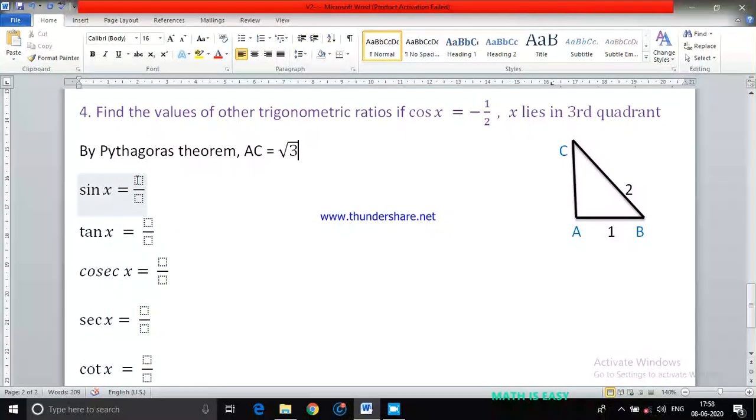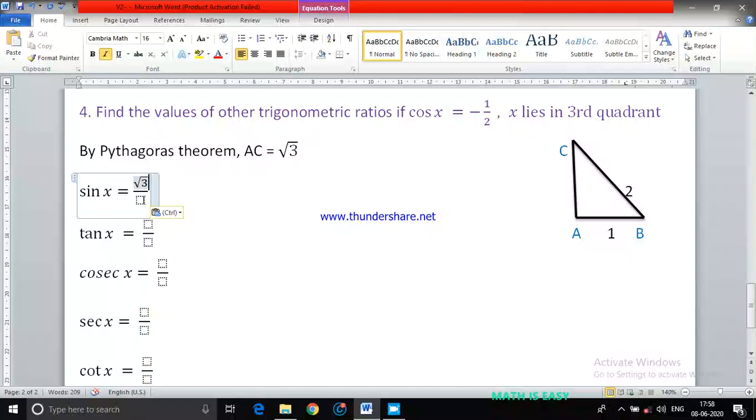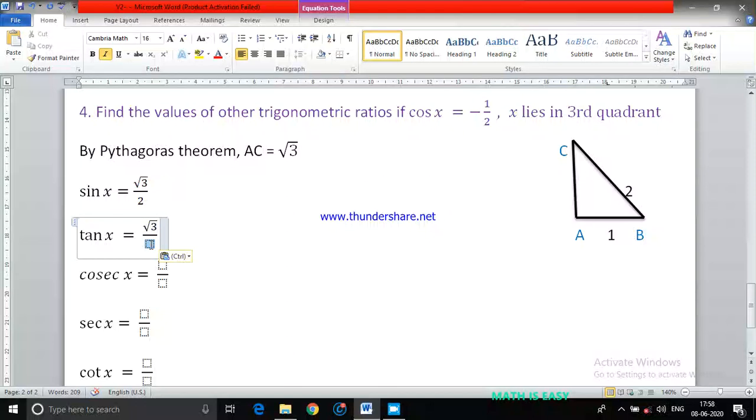Am I right? Now what is sine? Sine is opposite upon hypotenuse. So opposite I got as root 3, and the hypotenuse is 2. What is tan? Tan is opposite upon adjacent. Opposite is root 3, adjacent is 1.